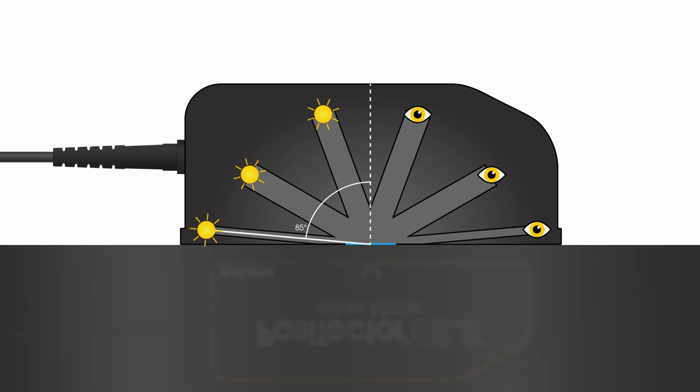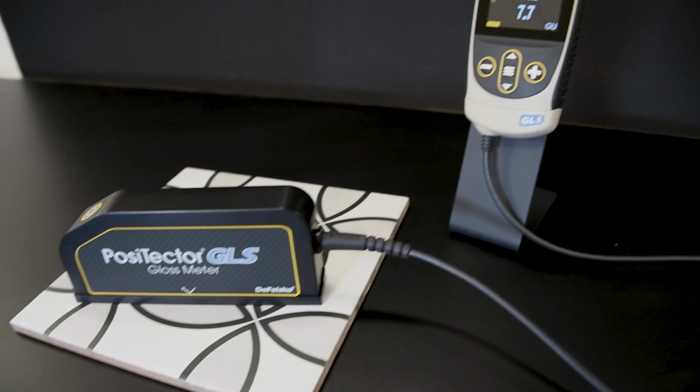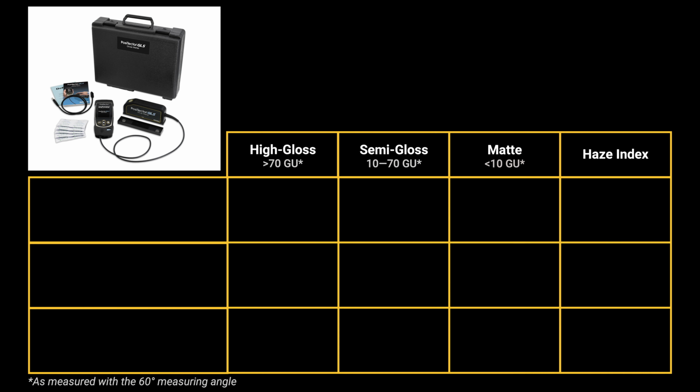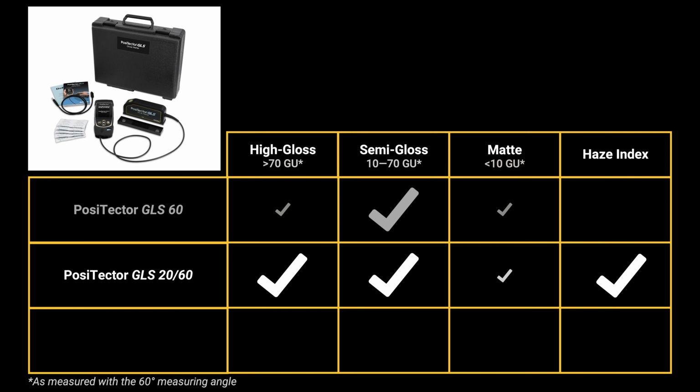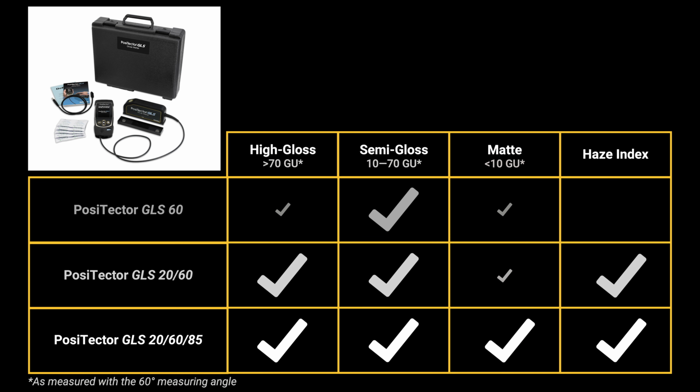The PosiTector GLS Glanzmessgerät is the ideal instrument for quality control specialists. 3 probe models are available. The PosiTector GLS 60 is suitable for most gloss applications and is the preferred angle for measuring semi-gloss. The PosiTector GLS 2060 is ideal for high to semi-gloss applications and has the ability to calculate Haze Index. The PosiTector GLS 2060-85 is suitable for all gloss applications, high, semi, and matte. It is also capable of calculating Haze Index.